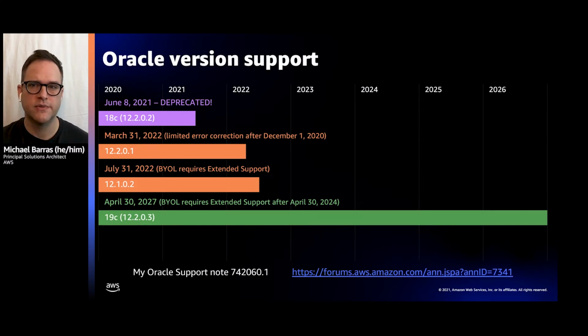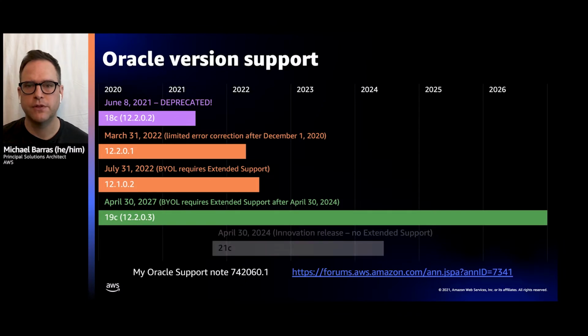19C is the long-term support release at the end of the 12.2 family, and the recommended version for all customers. This version will be supported through 2027, though bring your own license customers will need to purchase extended support starting in 2024. Now, we'll also be launching support for 21C shortly, but keep in mind this is an innovation release with a shortened support period. For most customers, 19C will be the right version for the next few years.